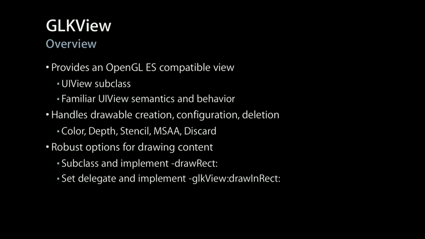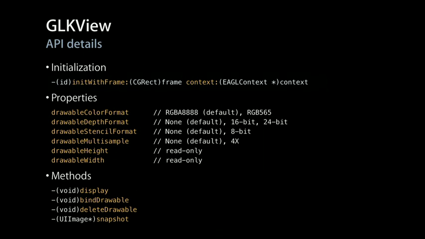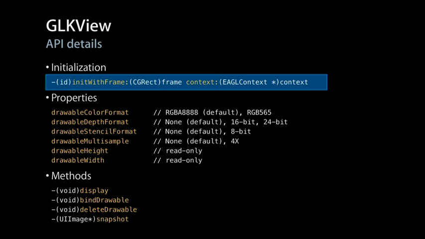You can subclass GLKView and override drawRect, or you can set up some other object as a delegate and have that object implement GLKView draw in rect. Now, the reason for having both options is that many game engines, for example, prefer to use one method or the other, and this provides everyone with that flexibility.